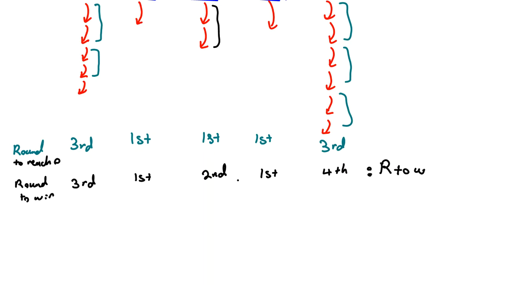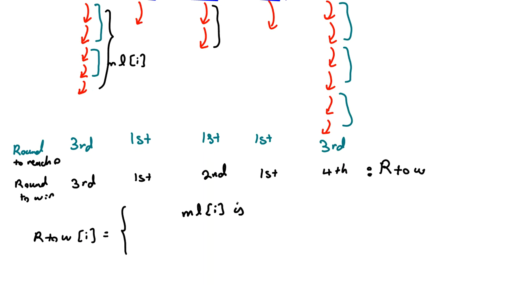Now that we have these numbers, let me tell you with minimum length how we can calculate. Suppose minimum length is ML. So R to W of, for example, I is what? Suppose this one is, for example, ML of I, minimum length. If the minimum length of I is even, then it means the second player wins. Like this one, here we have 6. Then which round is the round to win? Minimum length of I over 2 plus.